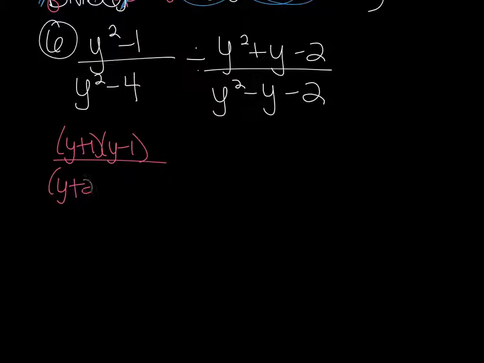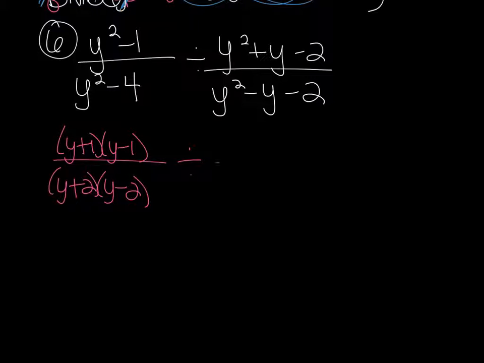Pretty much the same way, right? Y plus 2, y minus 2. Now for me, since I do have to factor that entire second fraction, I'm not going to change that to a multiplication just yet. I'm going to leave it as a division. That way I don't get confused when I'm factoring and flipping things.